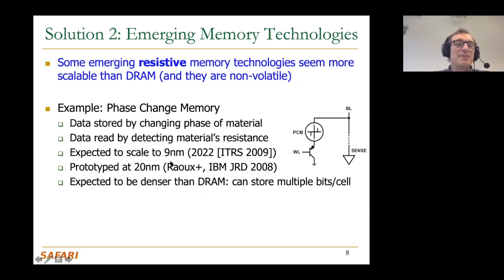And this is a beautiful paper at IBM Journal of Research and Development that talks about the device characteristics and technology as of 2008. So it's a bit dated right now, but the fundamental characteristics of the device have not changed. It's phase change memory and it operates based on phase change principles.